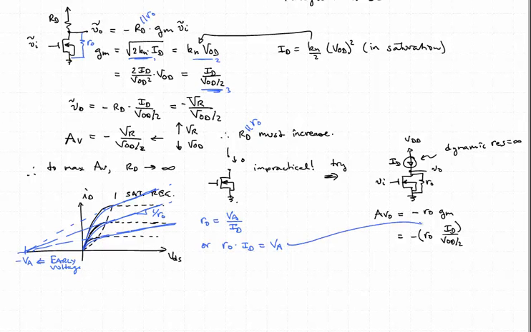And that can now be put to use over here, such that we have AVO is equal to minus VA over VOV over 2. And this is the maximum gain that we can achieve for a MOSFET amplifier, MOS gain block. So it looks like infinity there. Let me fix that. That's overdrive.